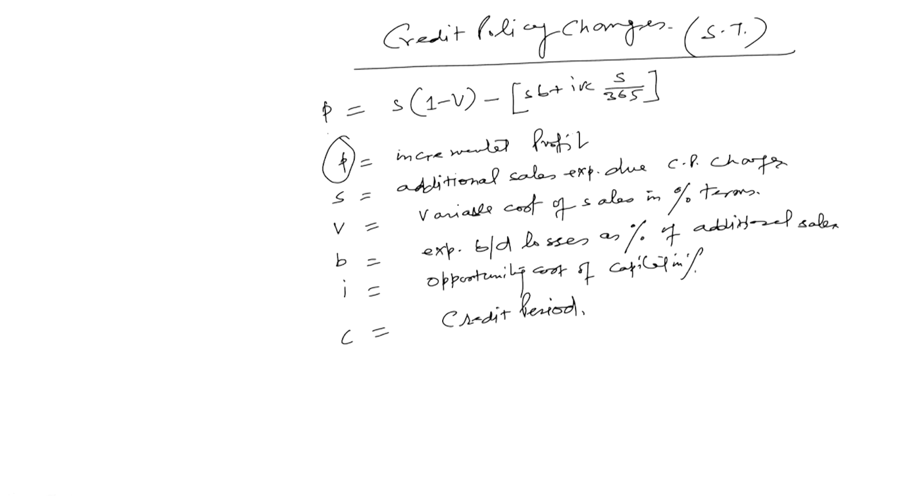S is the additional sales expected due to credit policy changes. V is the variable cost of sales in percentage terms. So, as I told you earlier, we consider only the variable cost because changes are only short term, not long term. If the changes are long term, we may consider the fixed cost also, but if the changes we are going to make are short term, then only the variable cost has to be considered.